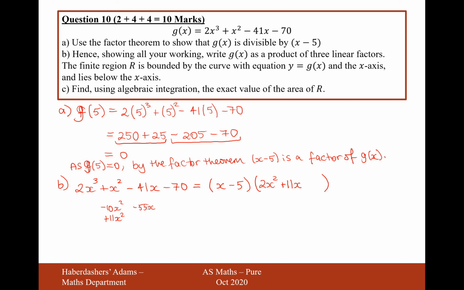Now, how do I get from minus 55x to minus 41x? I'm going to have to go up by 14. So I'm going to have to add 14x to make it minus 41x. So it's going to have to be add 14 here, and that will also multiply out to make the minus 70. Perfect. Let's now factorize that quadratic.